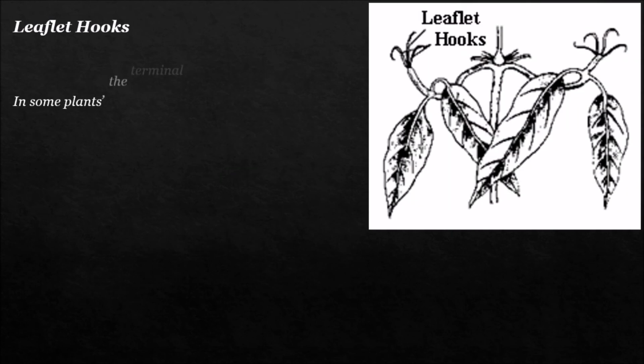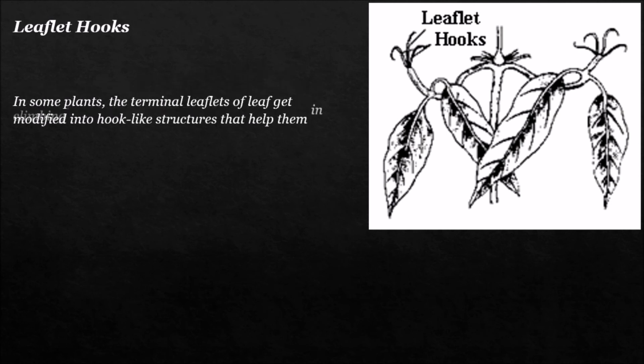Leaflet hooks. What are leaflet hooks? In some plants, the terminal leaflets of the leaf get modified into hook-like structures that help them in climbing. So in some plants, if we observe, the terminal leaflets of the leaf get modified into hook-like structures, and these hook-like structures help the plants to climb. Example, Begonia.